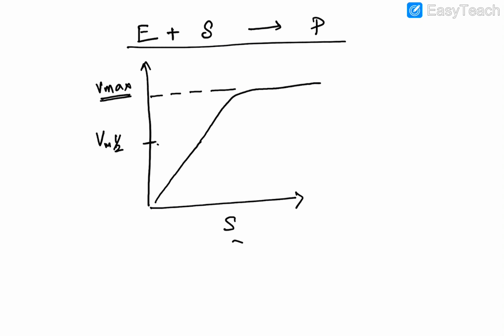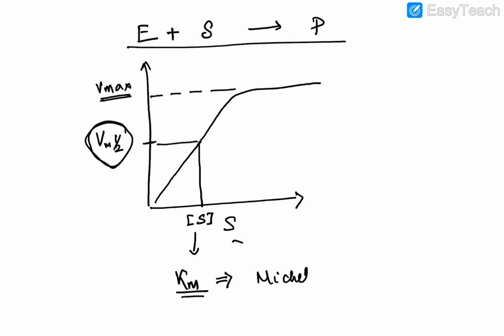Now, if we just find out the substrate concentration at which half of the Vmax is achieved, then that point is known as Km. And Km is the Michaelis constant. Now, just look at this curve. This is the maximum velocity.